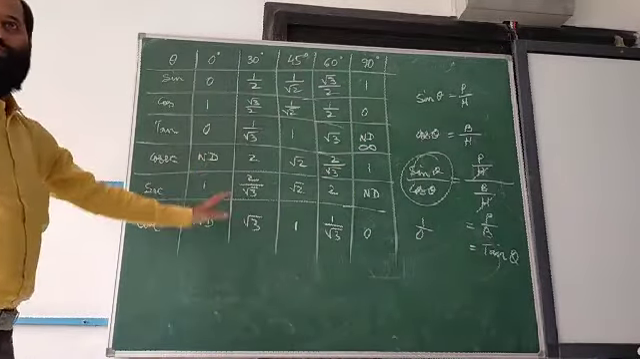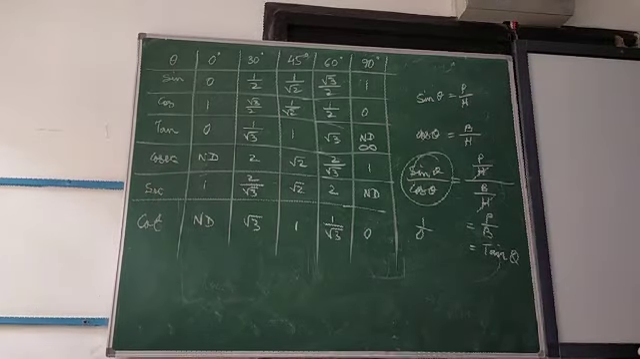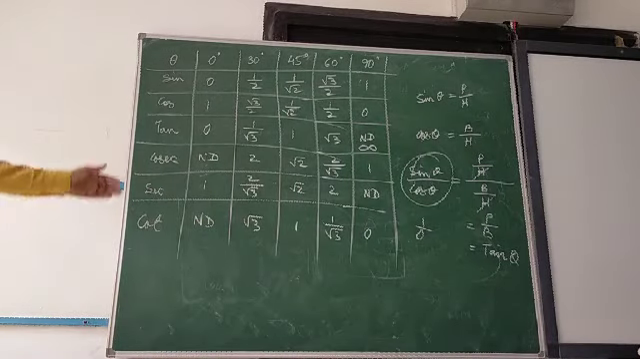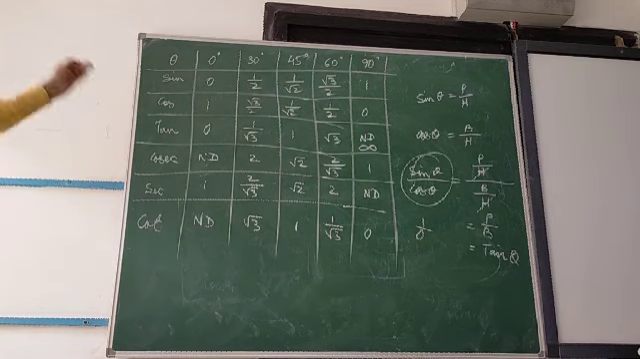So this is the table. You have to learn this by heart. If you can memorize the first value, you can make the whole table. Now the question is why?